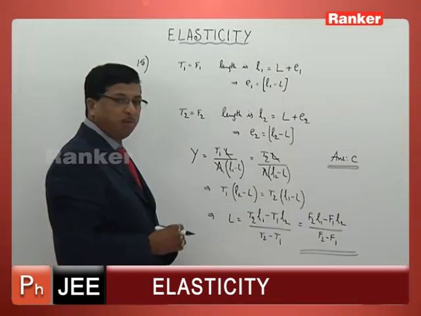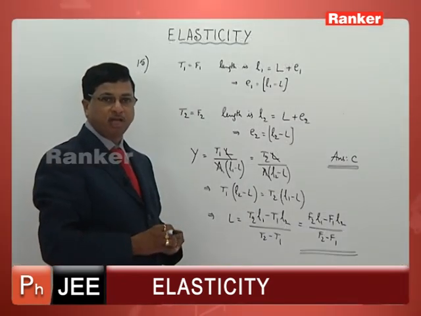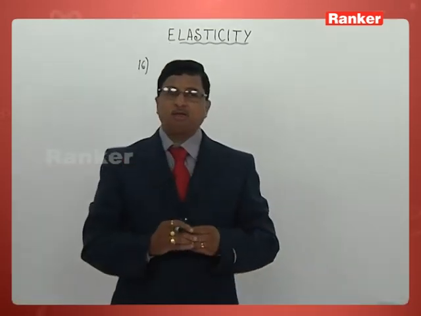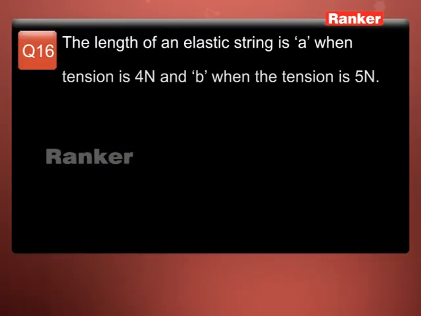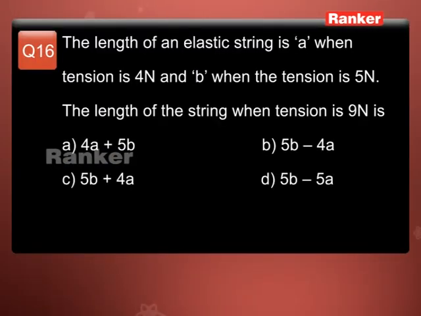So this is problem number 15 that we are having. Almost a similar model to the previous one, we have another question. This also has appeared in most of the entrance examinations earlier. The length of an elastic string is A when tension is 4 Newton and B when the tension is 5 Newton. The length of the string when tension is 9 Newton is how much? Slight variation in the method of asking the question.